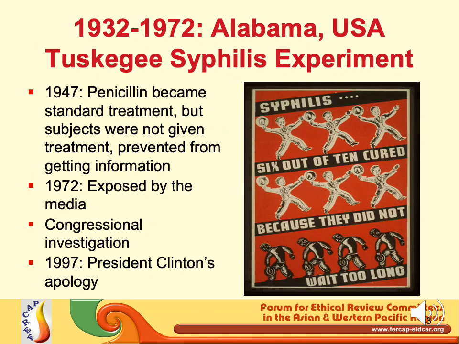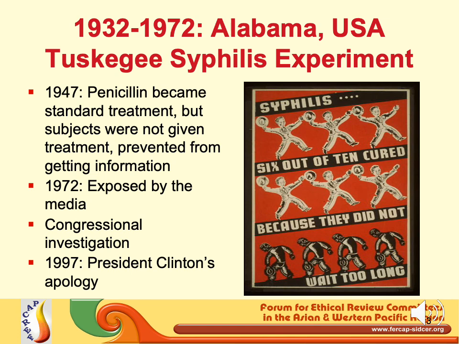So, what happened? By 1947, penicillin already became the standard treatment for syphilis, but subjects were not given treatment and they were prevented from getting information. Remember, they were told that it was just a matter of bad blood. They would not even call it syphilis. So, there was some kind of willful non-disclosure so that you will be able to reach the end point, and the end point of the experiment was death.